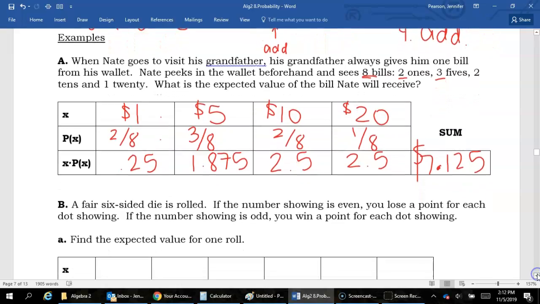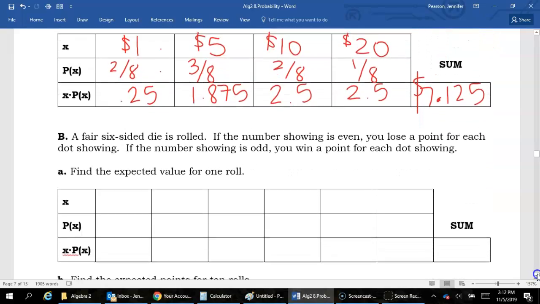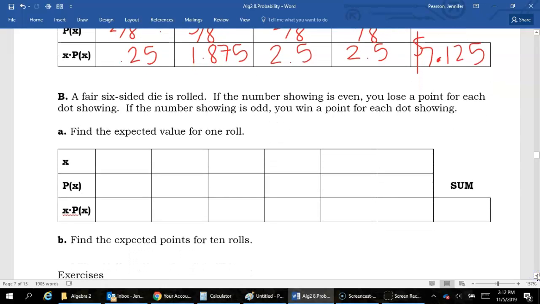Letter B, a fair 6-sided die is rolled. If the number showing is even, you lose a point for each dot showing. If the number showing is odd, you win a point for each dot showing. Find the expected value of one roll.